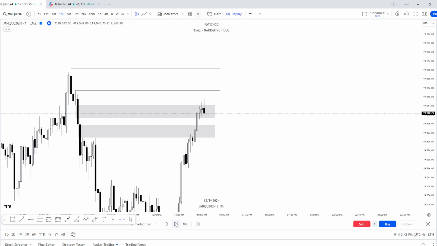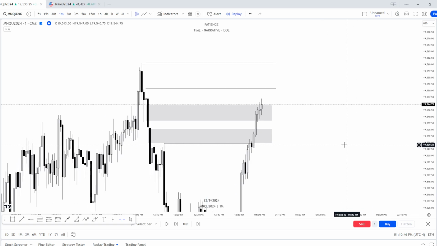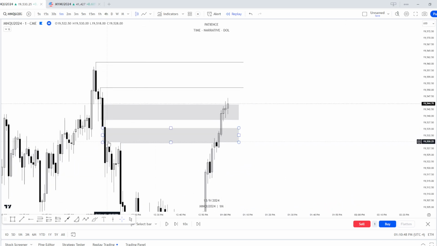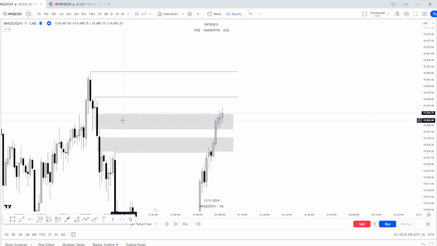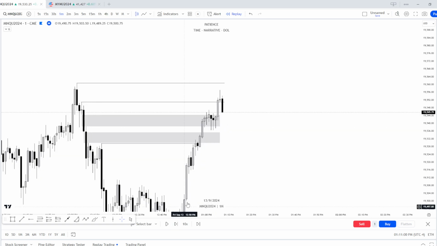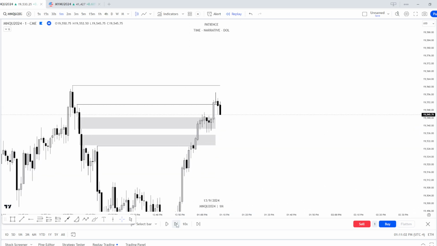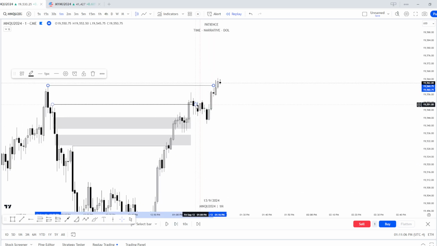See if we do. All right, so now we closed above both of these bearish fair value gaps right here. We closed above both of them. So now, instead of expecting them to send price to the downside, we can probably expect one of these highs, at least one of them, will most likely get taken out. We took out the first one, and we took out the second one.